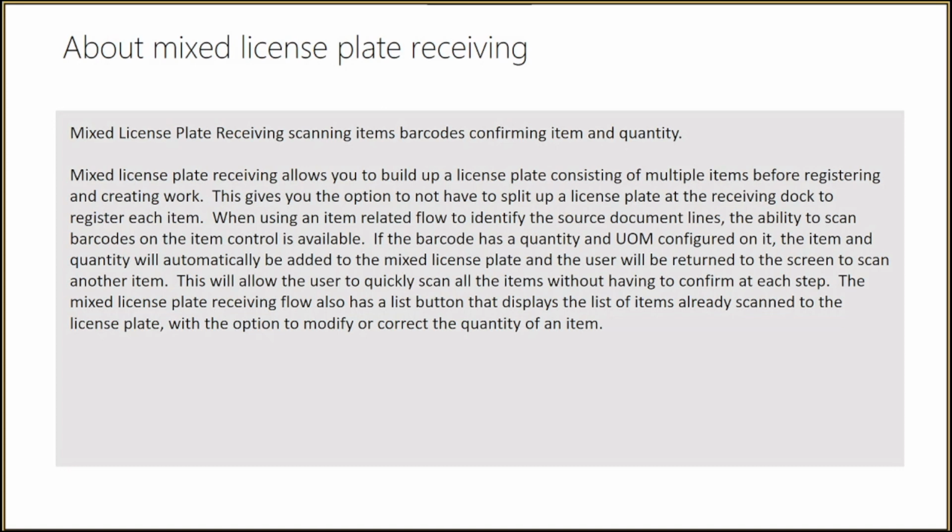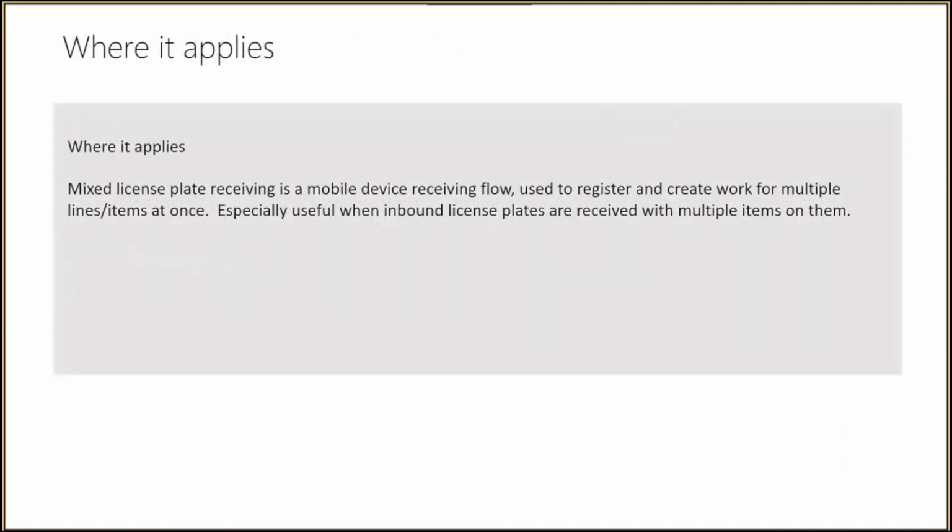So where does it apply? Mixed license plate receiving is a mobile device receiving flow used to register and create work for multiple line items at once. That's the overall definition of it. And especially it's useful when inbound license plates are received with multiple items on them.